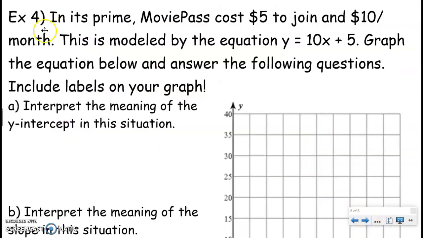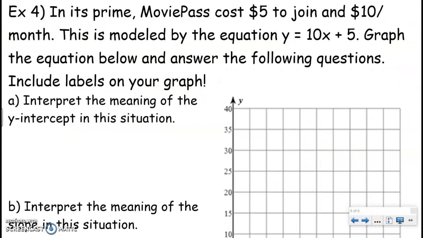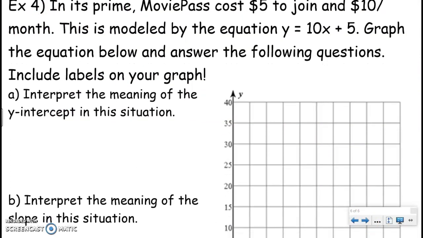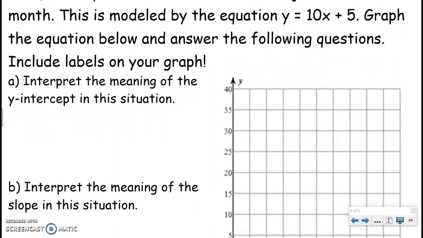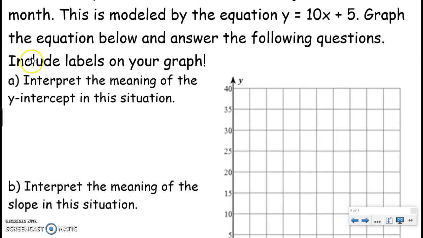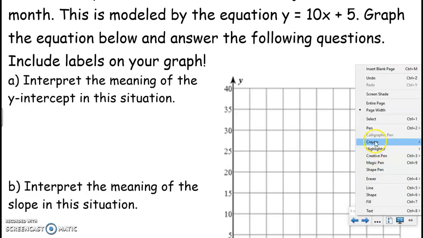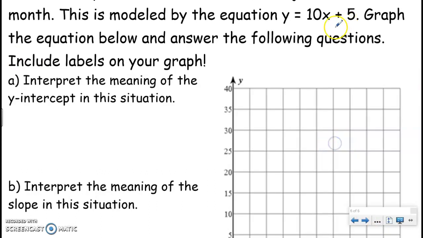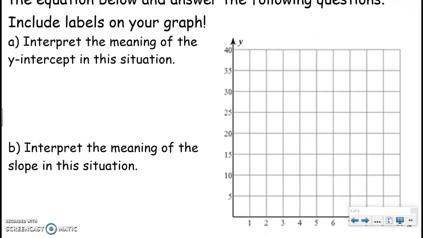Okay. Last one. In its prime, movie pass costs $5 to join and $10 per month. This is modeled by the equation y equals 10x plus 5. Graph the equation below and answer the following questions. Include your labels on your graph. Okay, so we're going to look at this b and m. So I'm going to start at 5.